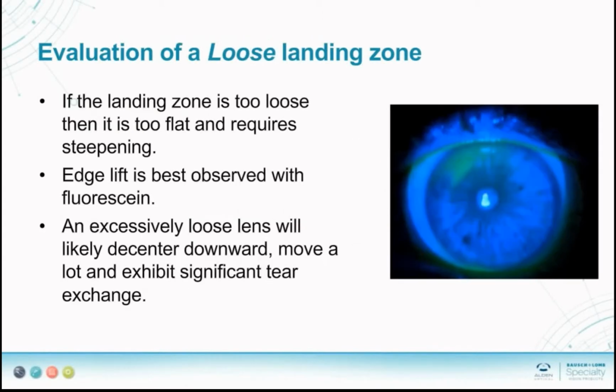The landing zone may be too loose or flat on the sclera. Utilizing fluorescein will help view the location of the APS that is too loose. In this example, you can see that the fluorescein is coming in from the top and the bottom, which is indicative of a toric pattern. The lens can be designed with a steeper APS along the vertical meridian, while the horizontal meridian can remain unchanged. This is an example of a toric periphery.